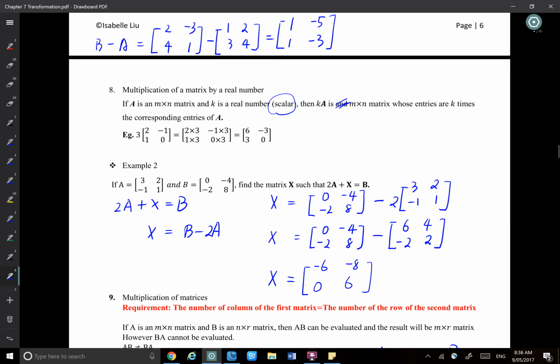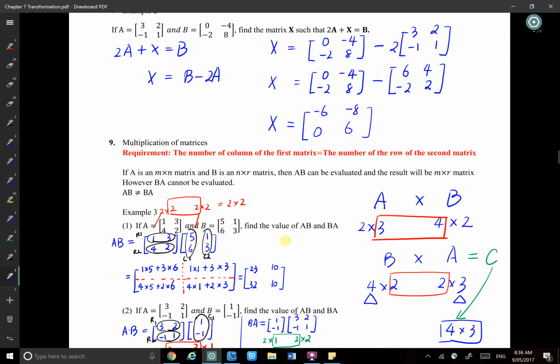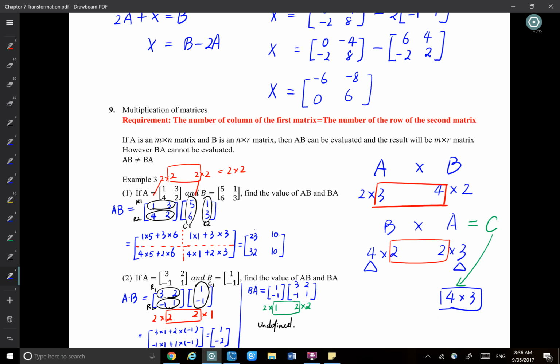When you times a scalar, like times a number, for example, 2 times the matrix A, you basically times all the entries by 2. Okay, times all the entries by 2. And then when you have multiplication of two matrices, the order does matter. Okay, the order does matter. The number of columns in the first matrix should equal the number of rows in the second matrix.